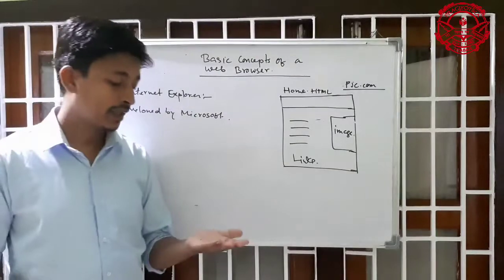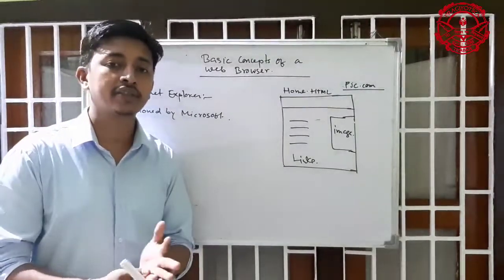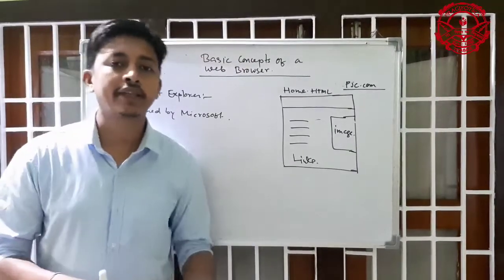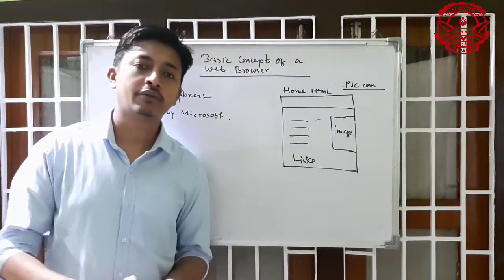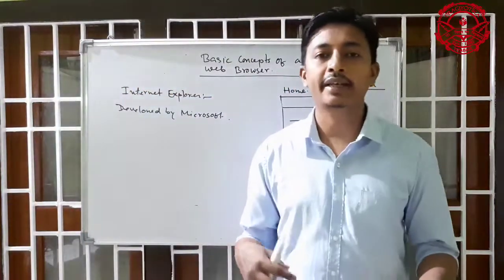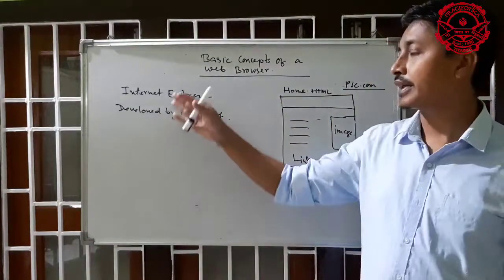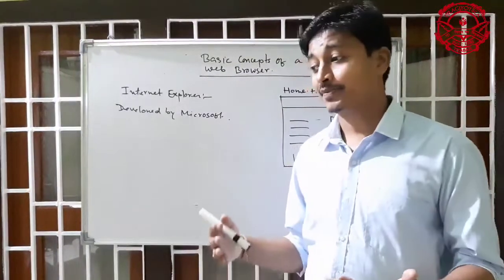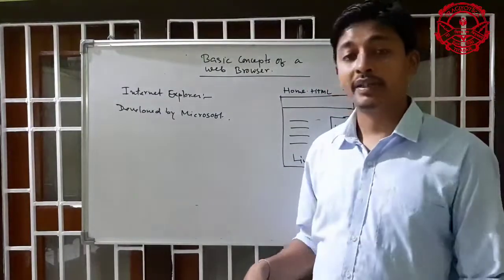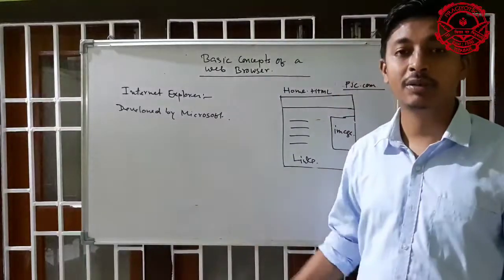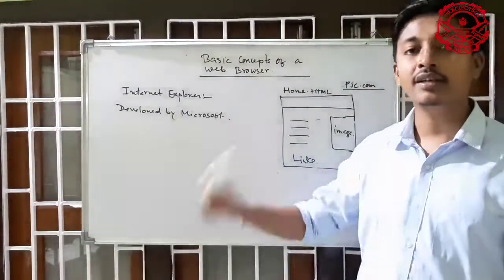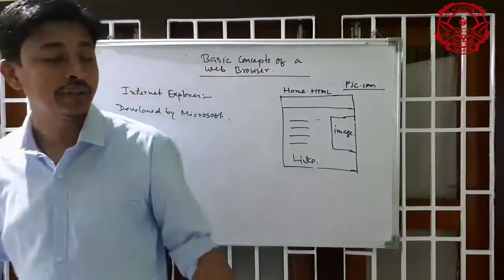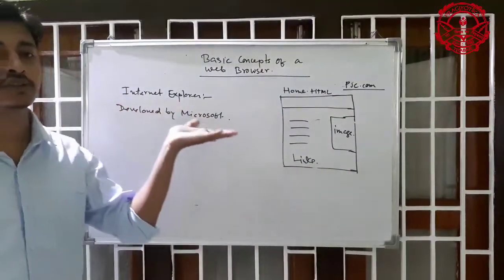When you install your operating system, say Windows 10, Windows 7, Windows 8, at that time Internet Explorer is inbuilt in the operating system. It is automatically installed into your computer because Windows is developed by Microsoft, so Microsoft includes Internet Explorer in their package. If you do not have Internet Explorer, go to the internet and download the latest version of Internet Explorer.